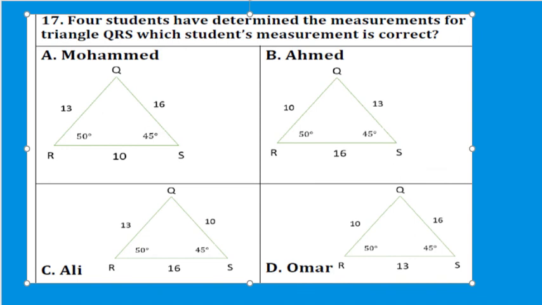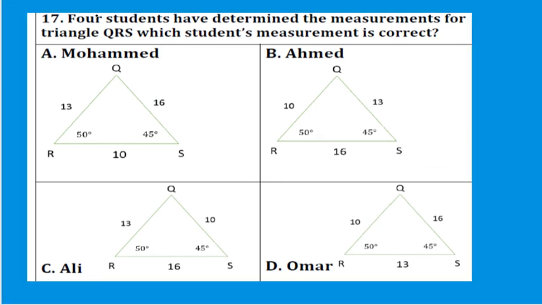Okay, the next question, it is geometry again. What does it say? Four students have determined the measurements for triangle QRS. Which student's measurement is correct, it says. So this time we have to be systematic. We have to observe the angle and the side. Which angle is larger? First of all, we have to find the third angle.